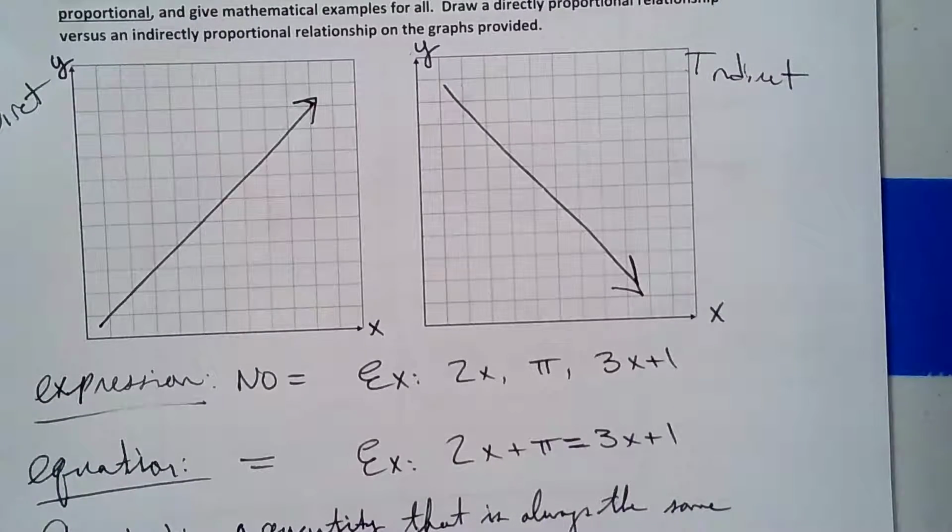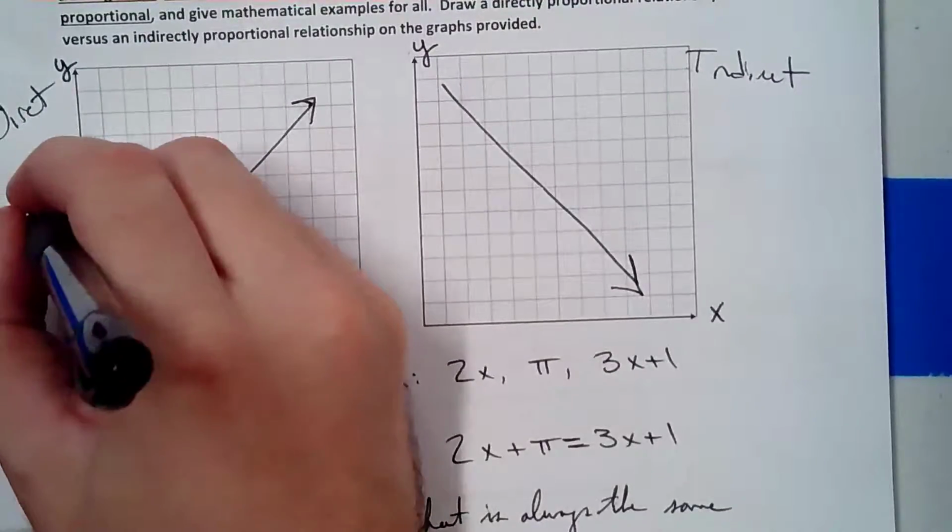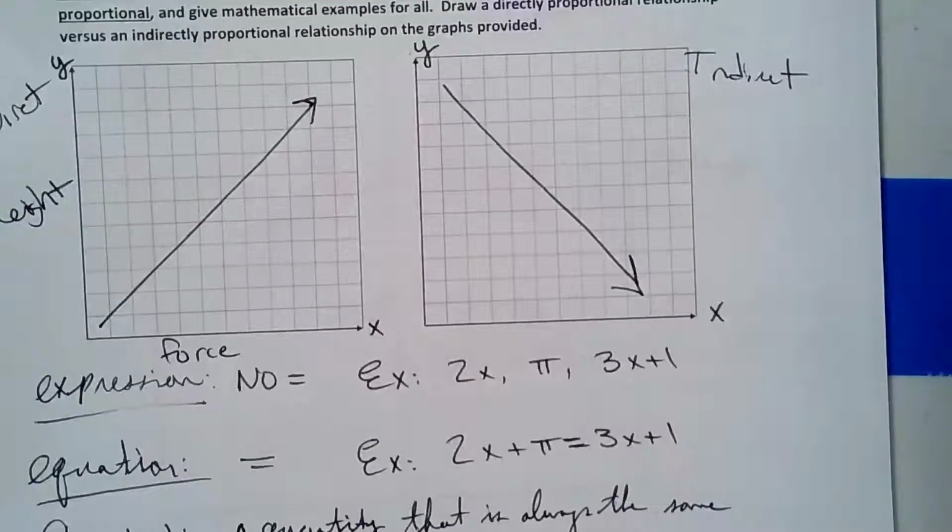A swing. Like, the force increases, so let's do force down here, then the height of the swing. So the force on the swing increases, the height of the swing increases, like a pendulum, I should say.